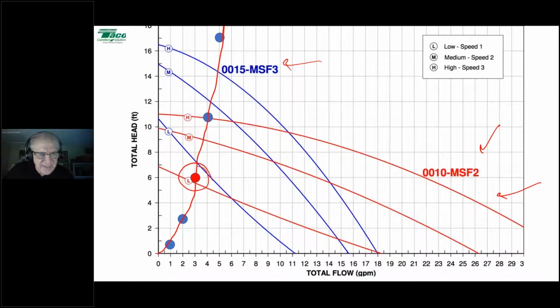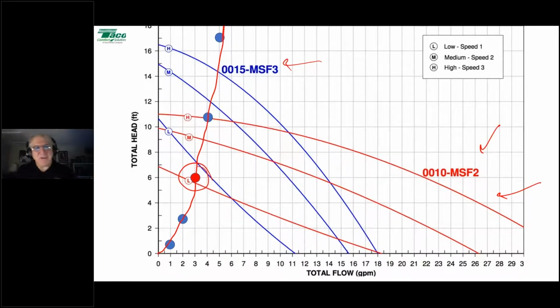We got the 0010 at low speed. Okay, 0010 at low speed. Not a bad choice at all. We're a little above that line, but that's okay. The worst that could happen here, if everything is dead on accurate and there was no fudge factor in the heat load or anything else, is that under design conditions our delta T might be a little wider than 20. Oh, the horror. That's not a bad thing.